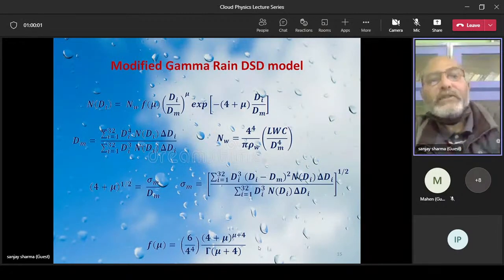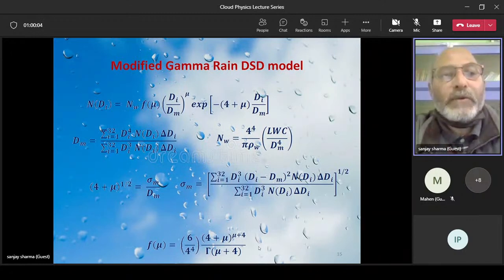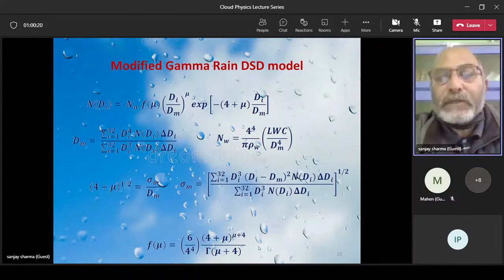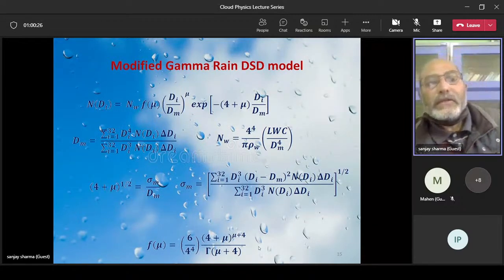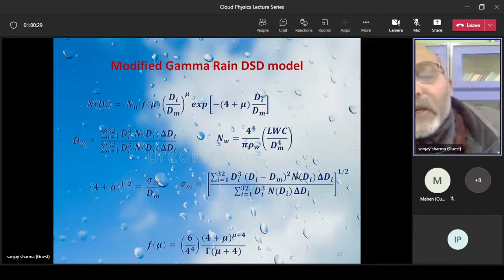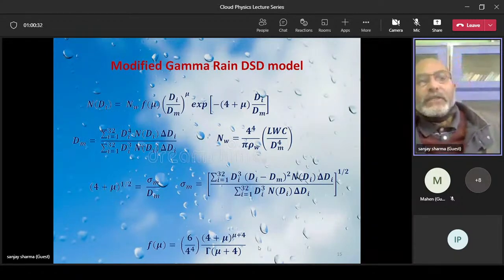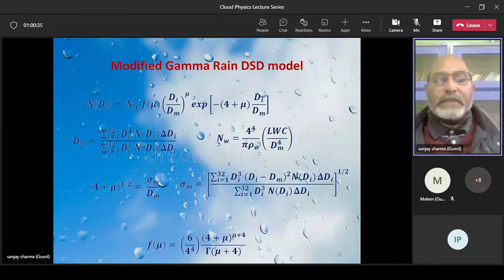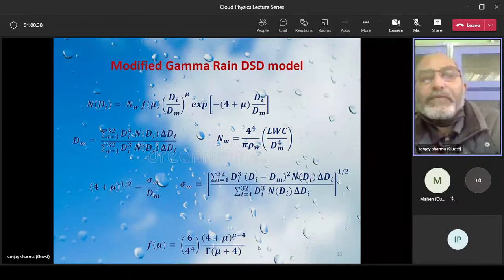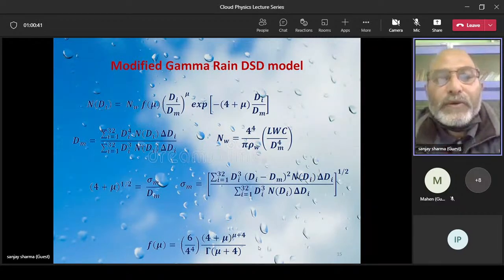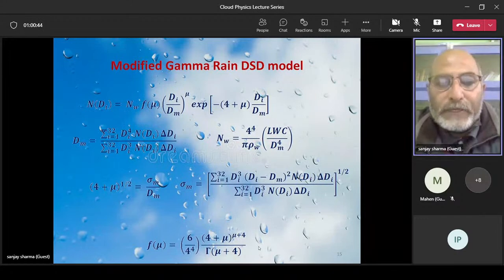Now another one is an extended version of the normal gamma rain DSD model. So it is a modified gamma rain model, or normalized gamma rain model. As I told you, this formulation is very much used in GPM calculation of DSD and even NWP also, and it provides the opportunity that, irrespective of rainfall intensity and averaging of the rain DSD, we can compare the rain DSD at different locations and for different events.